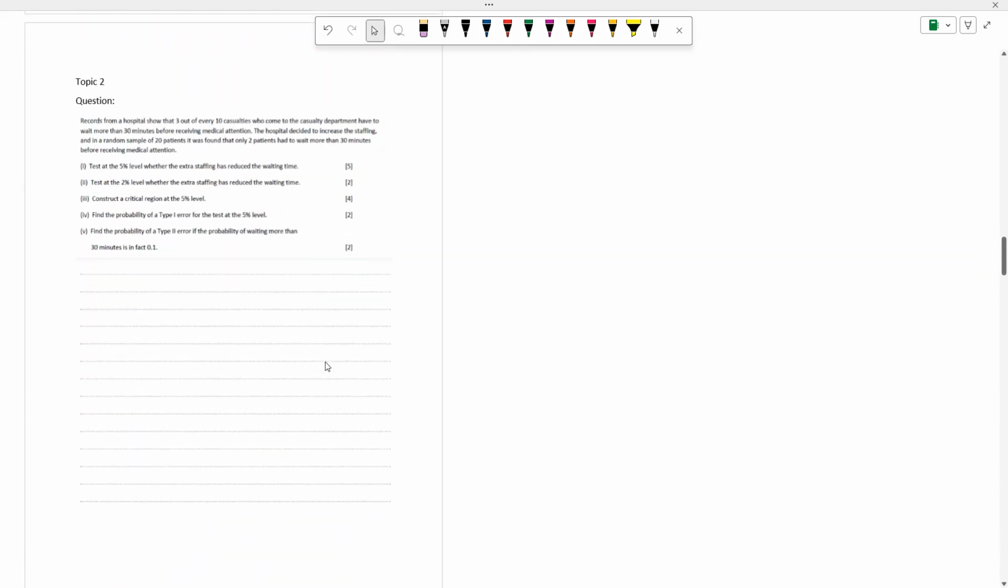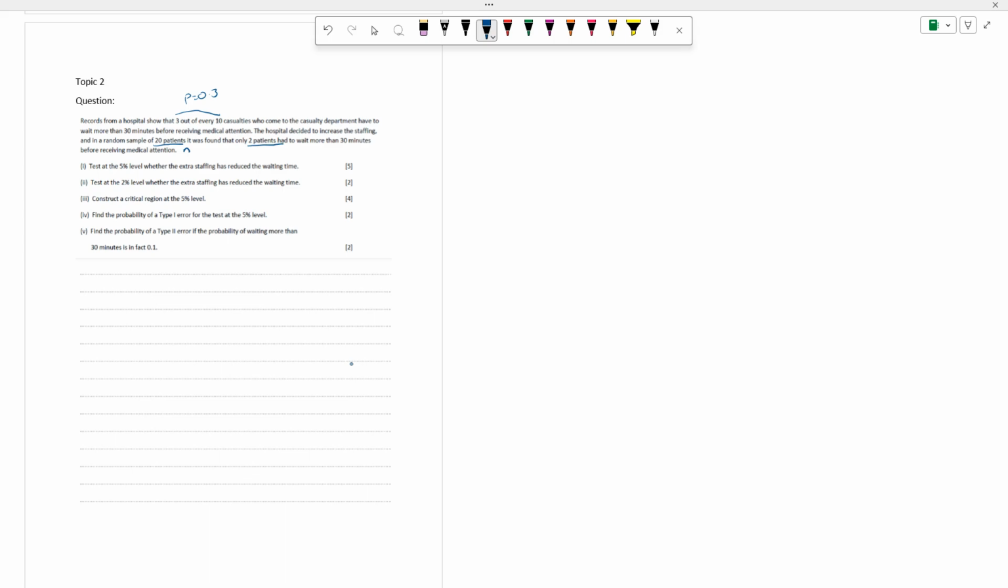So question 2 is quite a big one. Okay, we've got hypothesis testing here, we said it was. Let's read everything first. So the records from a hospital showed that 3 out of 10 casualties, so straight away, probability must be 0.3, that's 3 over 10, who come to the casualty department have a wait time of more than 30 minutes before receiving medical attention. The hospital decides to increase the staffing, and a random sample of 20 patients, so there's my n, were found that only 2 patients had to wait more than 30 minutes.